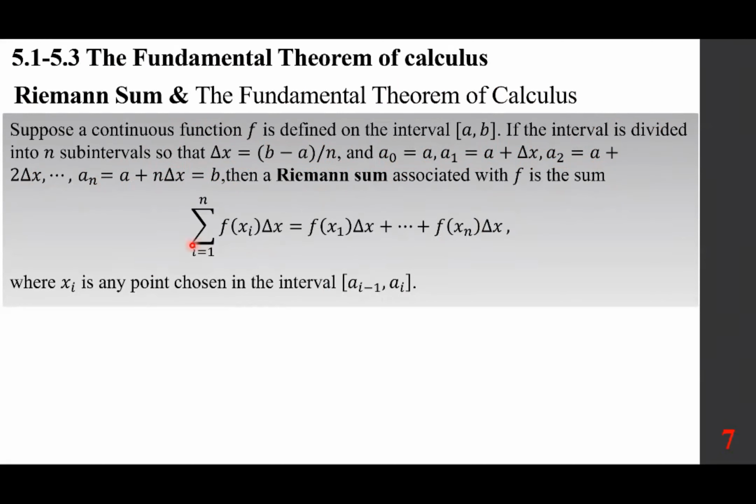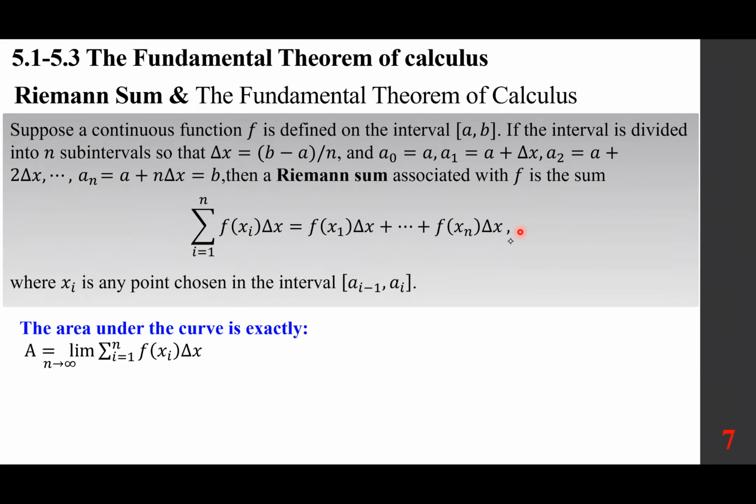the Riemann sum is as such: summation of f of x sub i times delta x as i goes from 1 to n is f of x sub 1 times delta x plus f of x sub 2 times delta x all the way to f of x sub n times delta x. So what is x sub i? X sub i is any point chosen in the sub-interval. Remember, you can use the left endpoints, you can use the right endpoints, or anywhere in between. This is an approximation. And as we take the limit of this expression and we let n go to infinity, it becomes the exact area under the curve.